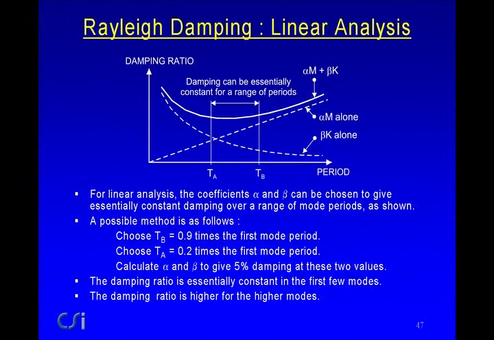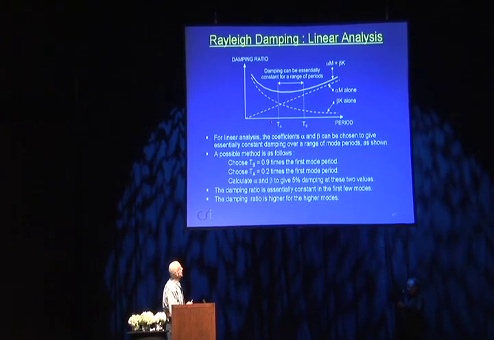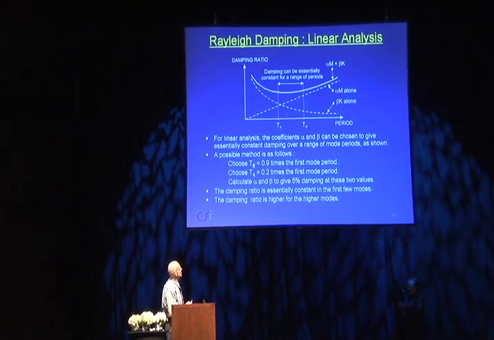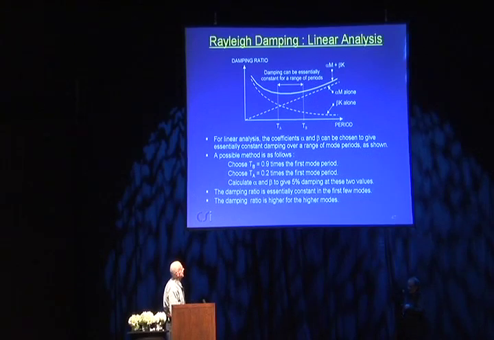The one thing you can do is use TB as 0.9 times the first mode period and TA as 0.2 times the first mode period. You can then calculate the required alpha and beta to give you this curve. And over a range from about 1/10 of the first mode period to 1.0 times the first mode period, you've got pretty much constant damping. Beyond the first mode period, it doesn't matter because it's the longest period.